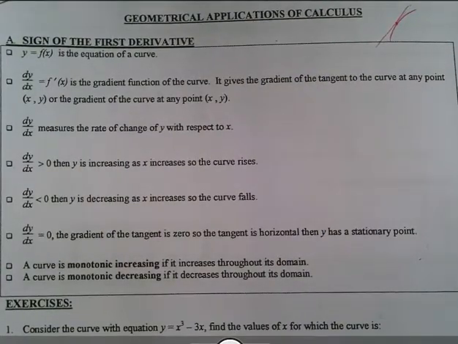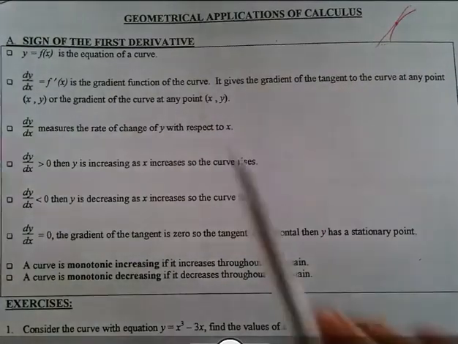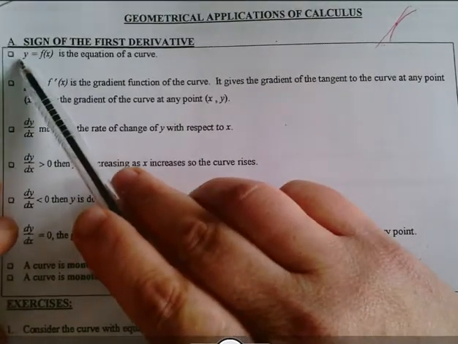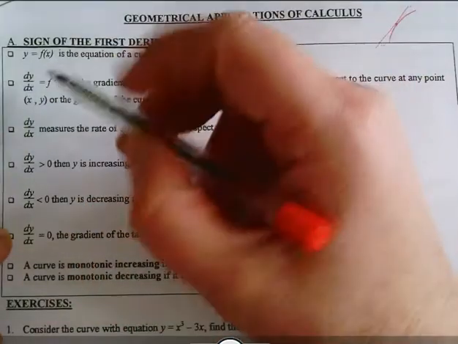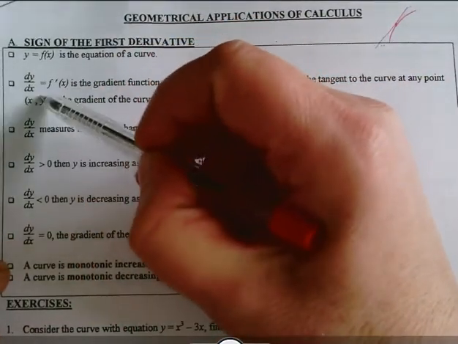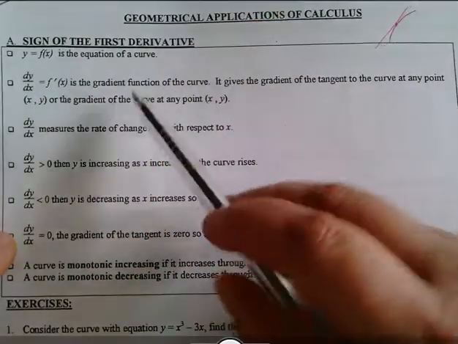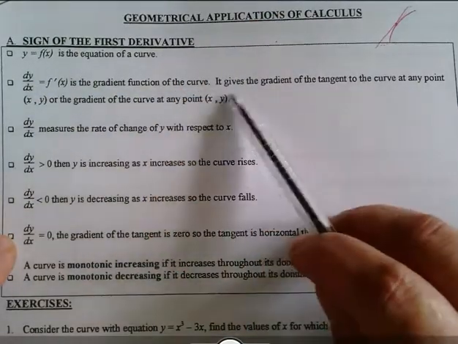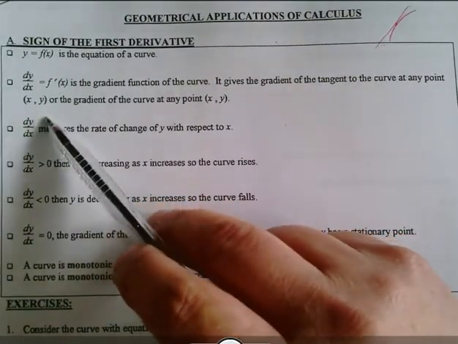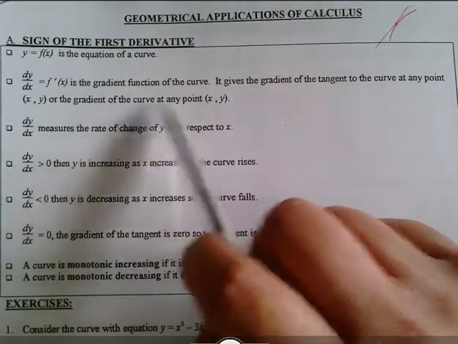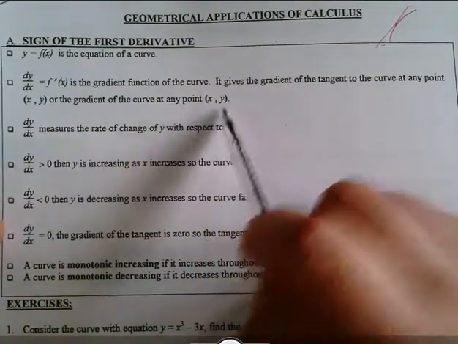You can, for example, work out the gradient of a straight line using rise over run, or y2 minus y1 over x2 minus x1. But for curves, it's the gradient of the tangent to the curve. So, just looking at the notation here, if y equals f(x) is the equation of the curve, so y is a function of x, remember the first derivative can be written as dy/dx or f'(x). That's the gradient function of the curve. It gives the gradient of the tangent to the curve at any point (x, y), or the gradient of the curve at any point (x, y).